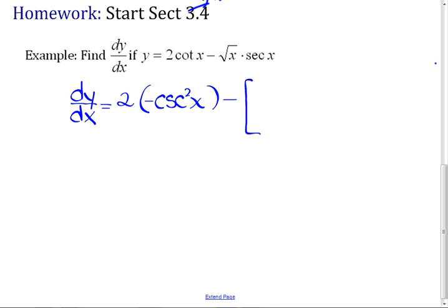Grant, do I need to use the product rule here? Yes, because of the times sign, it's a product. Sometimes you don't realize these are two different functions, or maybe they don't put the dot there. But this is x to the 1/2 times the secant of x. So it's x to the 1/2 times the derivative of the secant. What's that one?